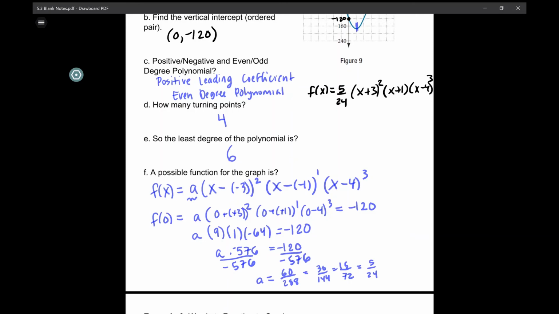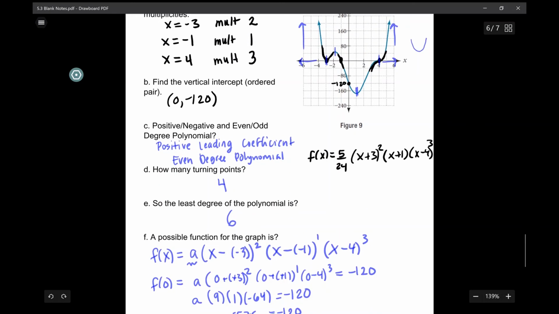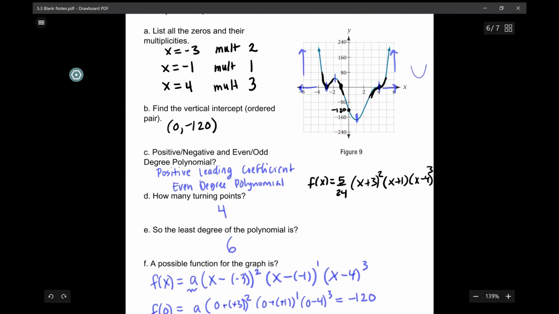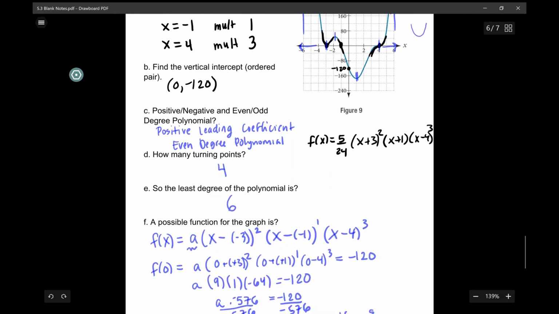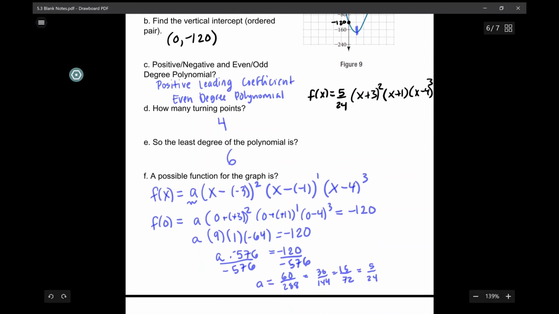All right. So we came up with a function for this graph based on reading the zeros, looking at their multiplicity from the graph, figuring out how many turning points and what the minimum degree could be, and then finally plugging in the horizontal intercept, the vertical intercept, so we can figure out a possible leading coefficient.